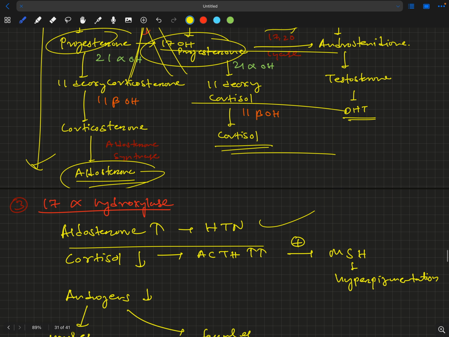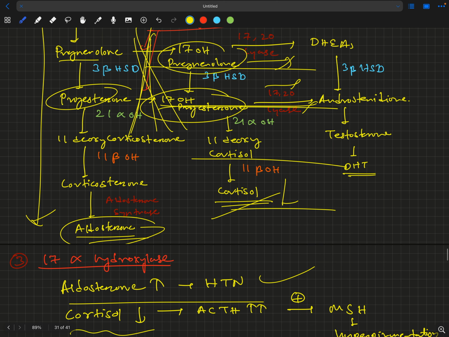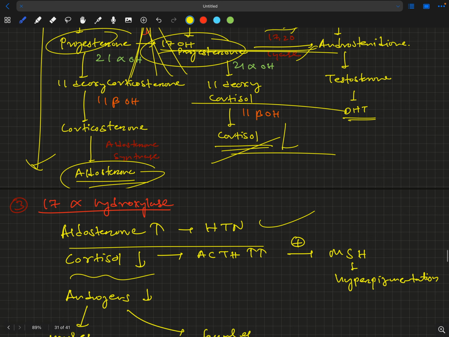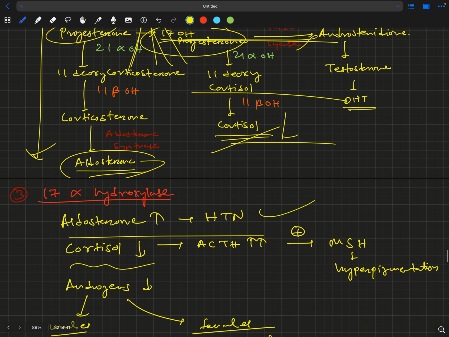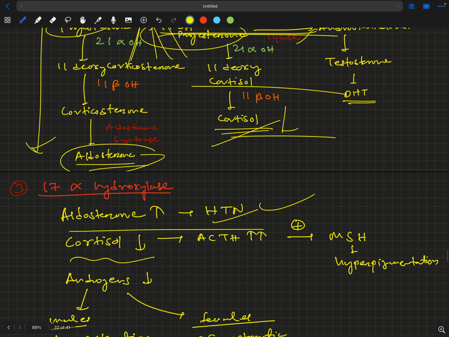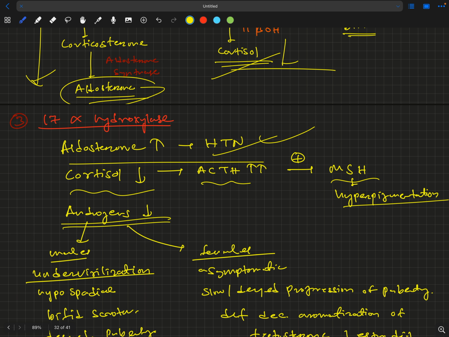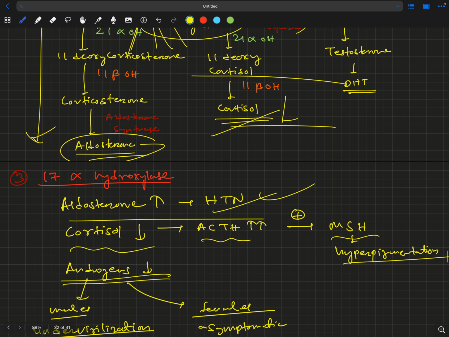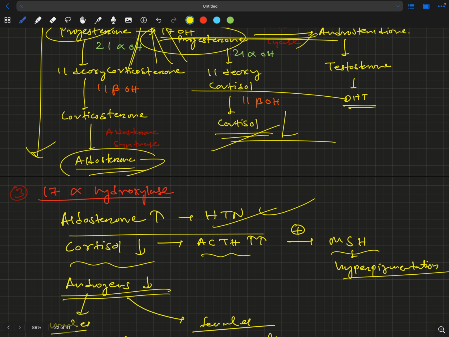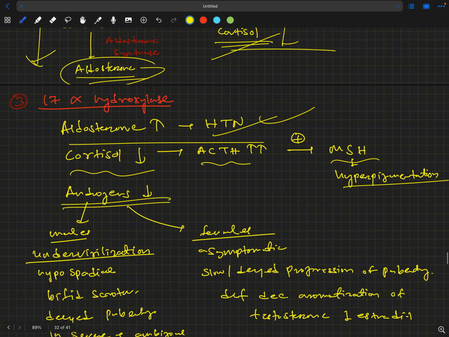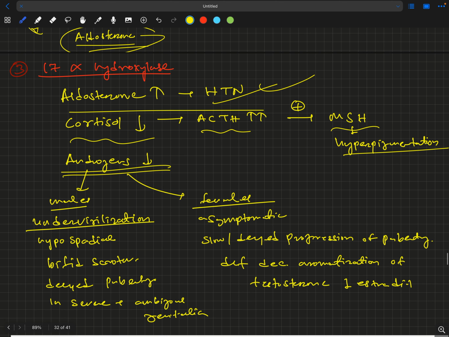So aldosterone is increased, so there will be hypertension, and there is decreased cortisol. Cortisol is decreased because this is not progressing, so there is decreased cortisol and decreased androgens. So due to increased aldosterone, we have hypertension in case of 17 alpha hydroxylase deficiency, and due to decreased cortisol, there will be stimulation of ACTH. ACTH will act on MSH receptor, that will lead to hyperpigmentation, and in this condition there will also be decrease in androgens. In 21 alpha hydroxylase or 11 beta hydroxylase, we have increased androgens, but in case of 17 alpha hydroxylase, there will be decreased androgens.